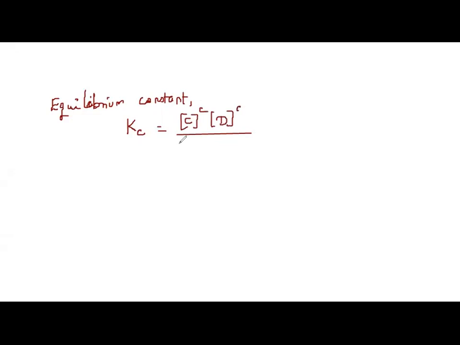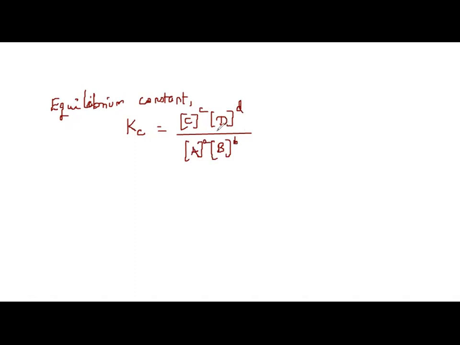Equilibrium constant Kc is equal to what? It is equal to the ratio of the product of molar concentrations of products raised to their stoichiometric coefficients, to the product of molar concentrations of the reactants raised to their stoichiometric coefficients.